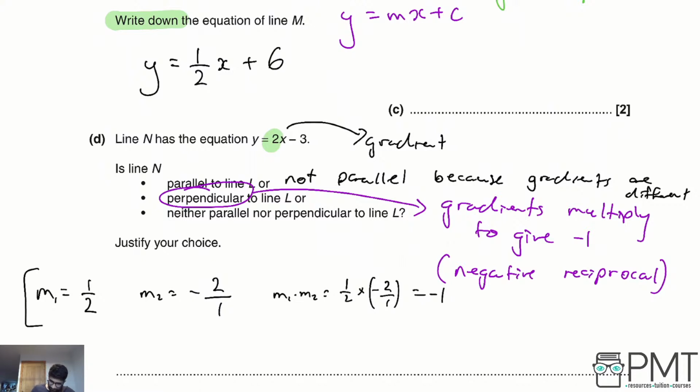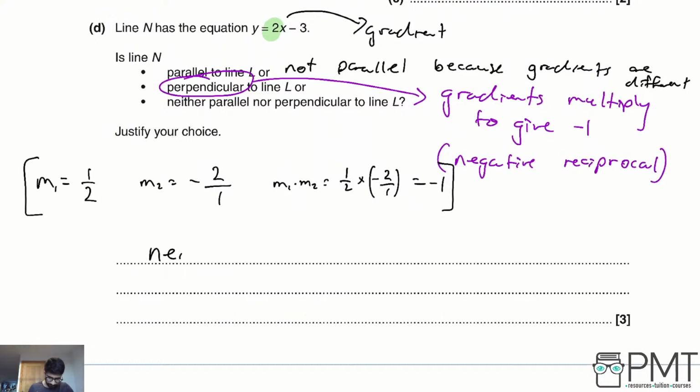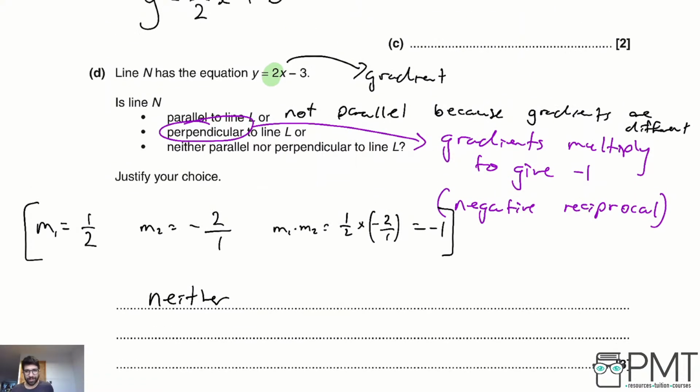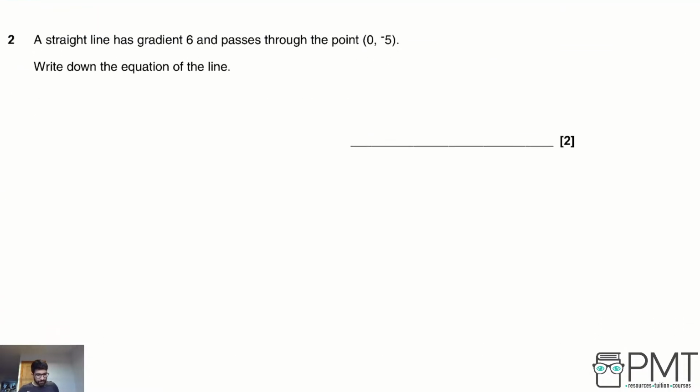So that's if they were perpendicular, but you can see that the gradient here is 2. It's not -2, which means they're not perpendicular either. So the answer is neither parallel nor perpendicular to L, because the gradients are different, and when multiplied, the gradients don't give you -1. Right. Let's look at question number 2.